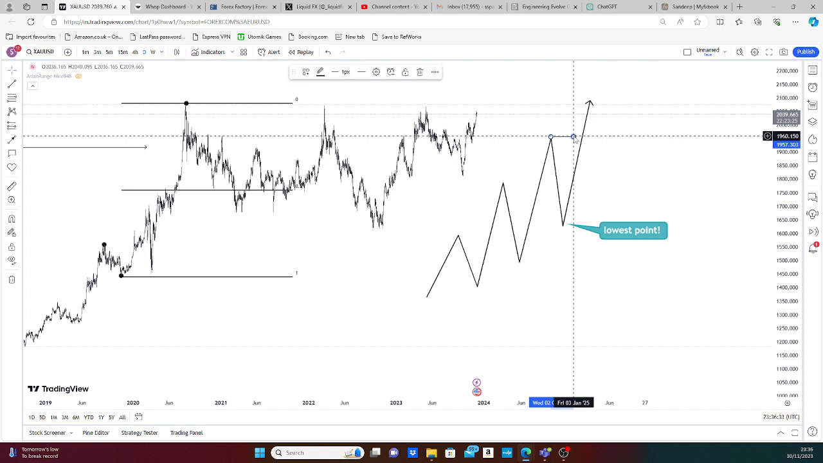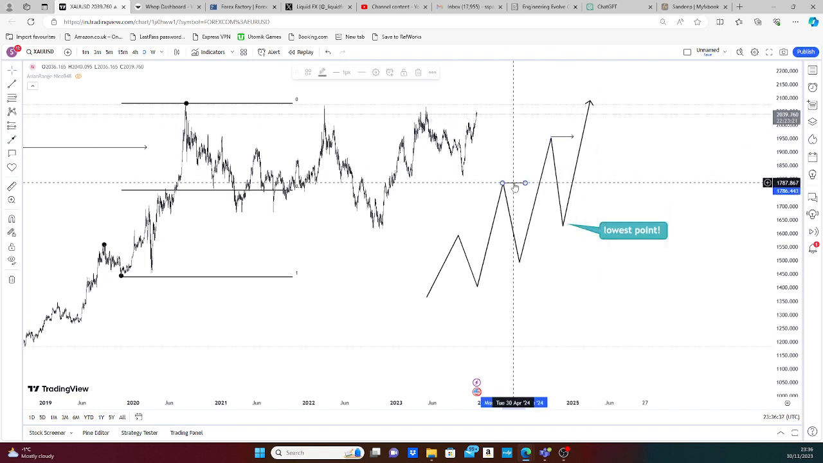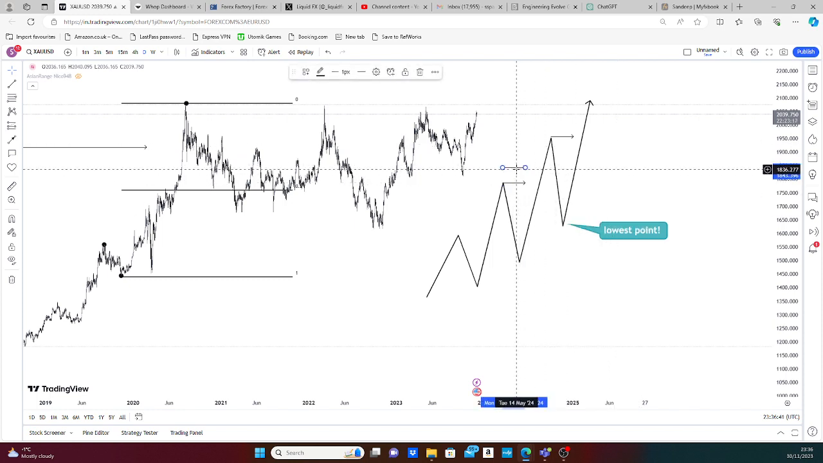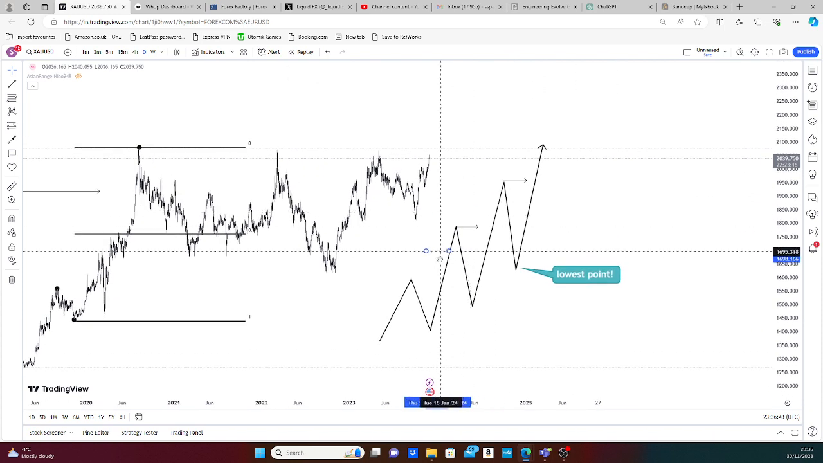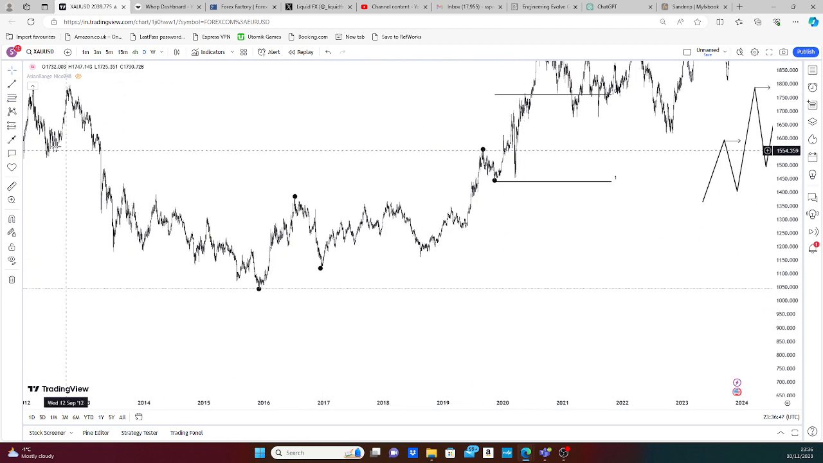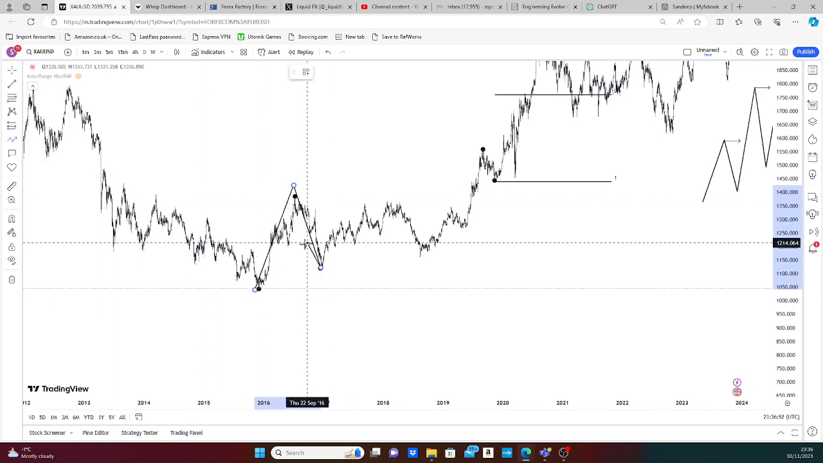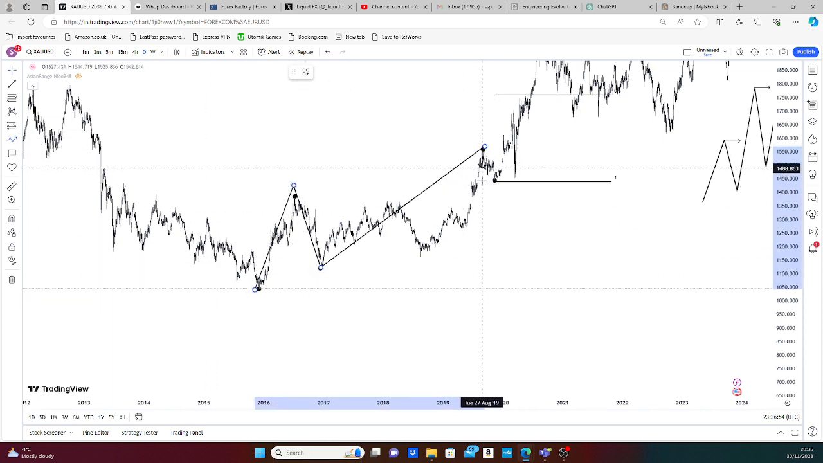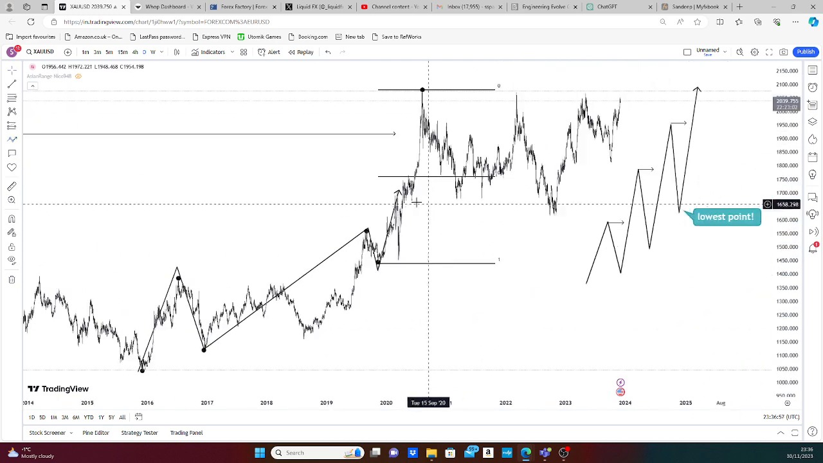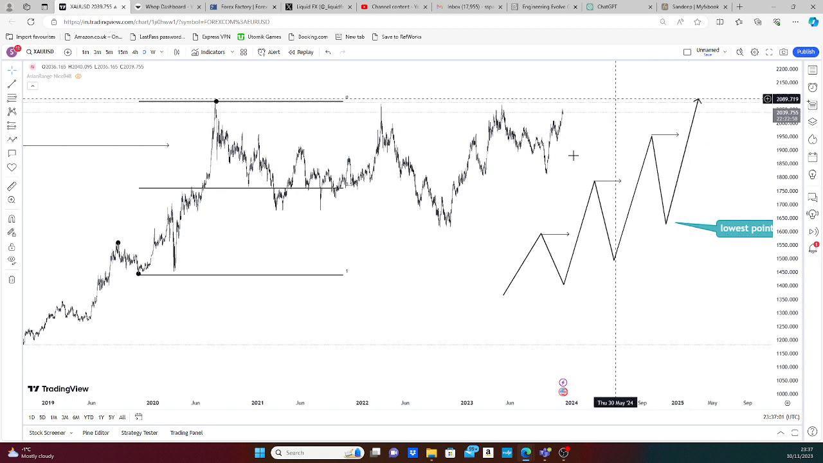The arrow represents a BOS. So before we see the break, it's important to understand we must identify the lowest point. That's very important to get our heads around. The lowest point over here, just like this, and this is what we've done over here. What we see here essentially is the lowest point before the break. So with that in mind, we'll leave the schematic on over here.